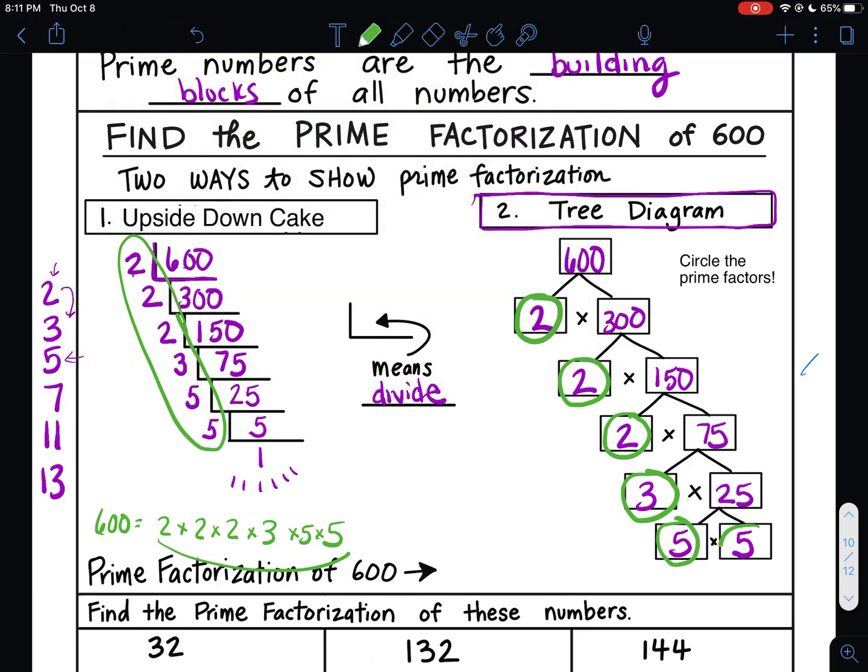And I'm going to show you an example of me actually drawing the tree in a second, and I promise you it seems a lot easier when you actually see me drawing it. So then, same thing. You should have the exact same prime numbers. 2, 2, 2, 3, 5, 5. So notice you have the exact same prime numbers in your tree as you do in your cake. Okay, so make sure you have those notes written on the paper, and then I'm going to show you 2 more examples, and then you try one on your own.